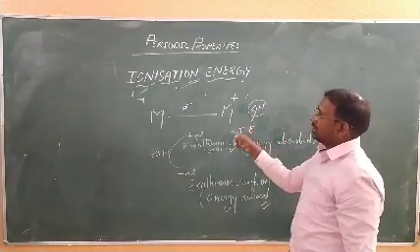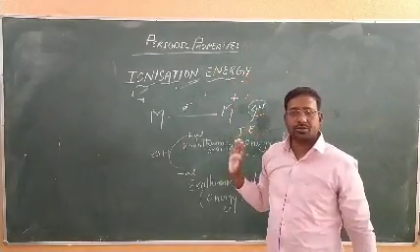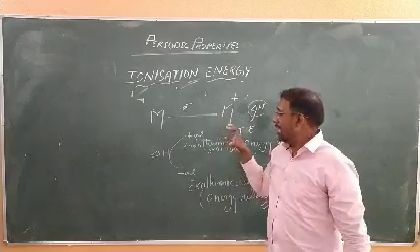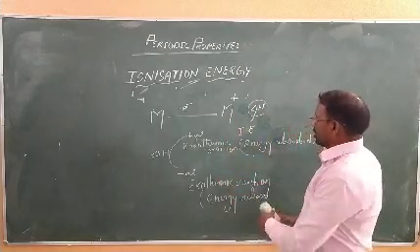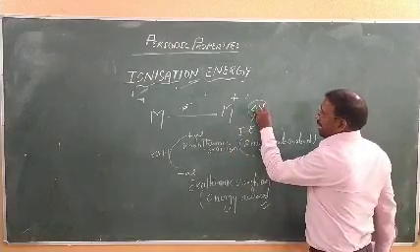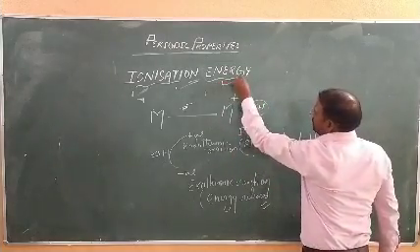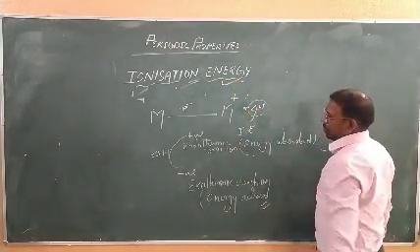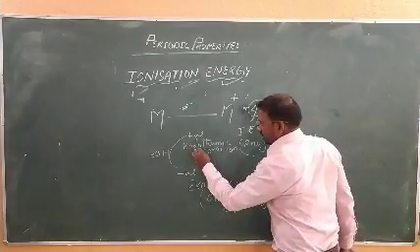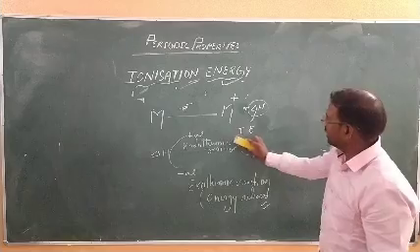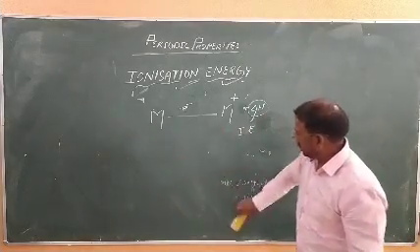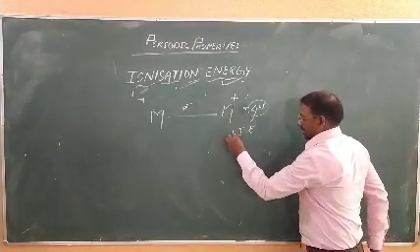Why? Because energy is required in this process. So ionization energy is an endothermic process because we give the energy. And what is the sign of delta H for this reaction? It is positive. Why positive? Because we are giving energy and it is an endothermic reaction. So we can say that the value of ionization energy will be positive.